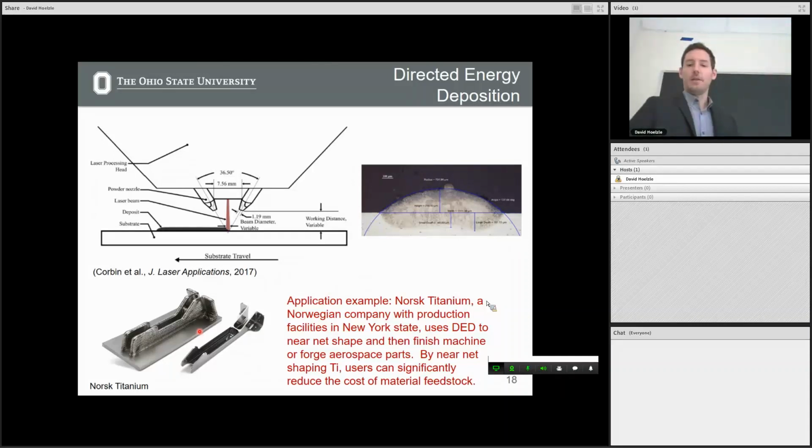Okay, so that's the DED category. We will talk about this process quite a bit. It has some really interesting heat transfer problems that we can look at for this process.